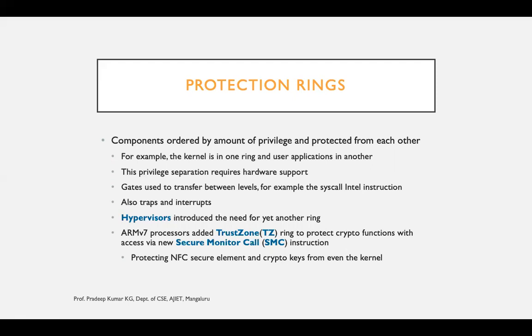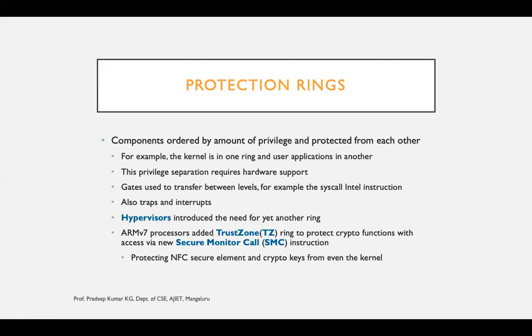So we'll have a number of groups. Each group can deal with only its own group of data, not with the other ring, not with the other group. So that is what we meant. Each component will be ordered by amount of privilege and protected from each other. So we'll make subgroups, and each subgroup can have its own data.